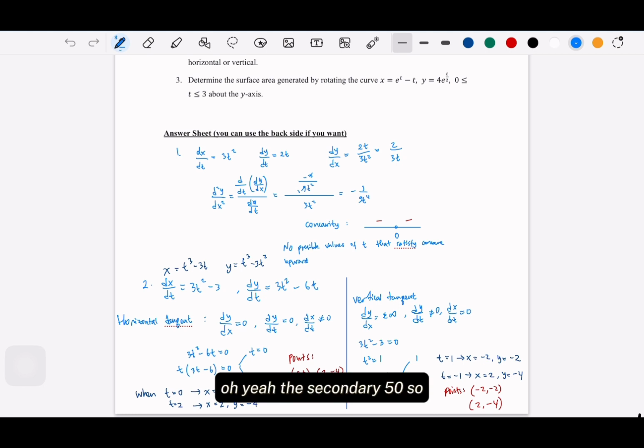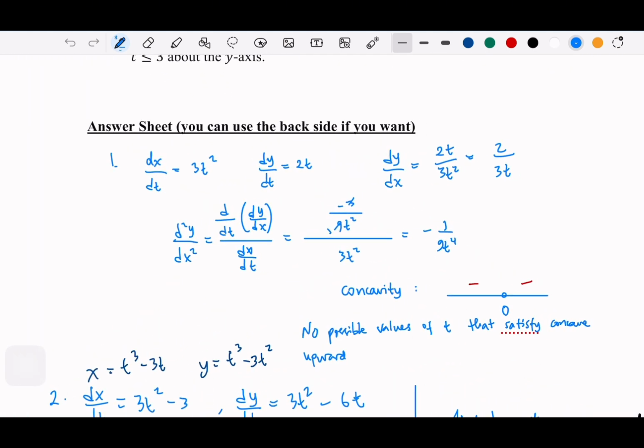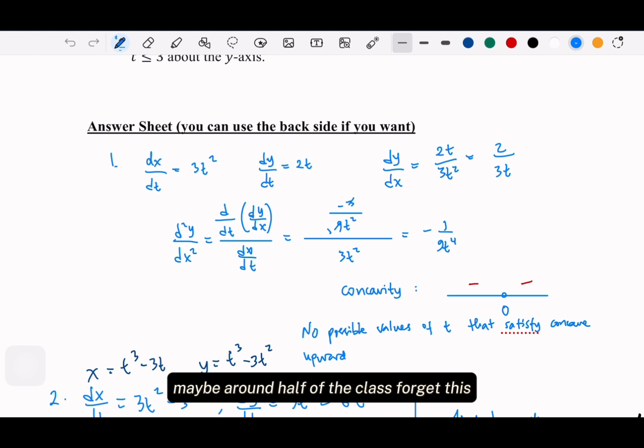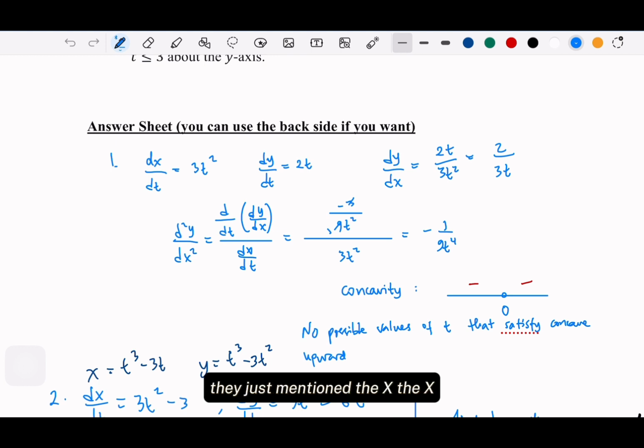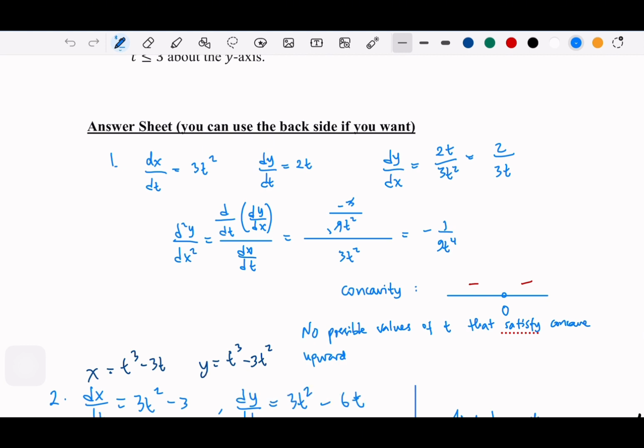Oh yeah, the second derivative. I think some of the students, maybe around half of the class, forgot this. They just wrote dx, so dx over dt. Okay. And then what else?